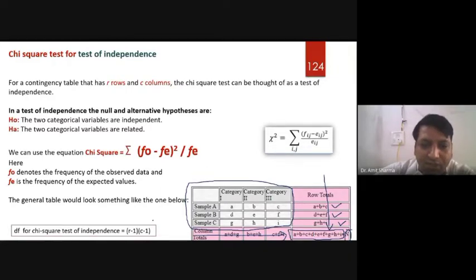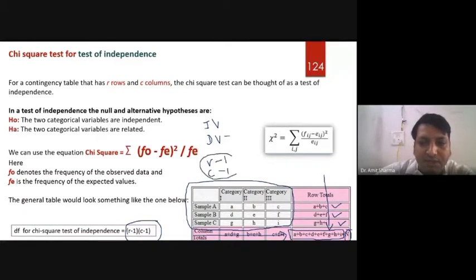Clear? The degree of freedom for this test is R minus 1 times C minus 1, because here you have two different variables: one is your independent variable, the second is your dependent variable. In the goodness of fit test, you had only a dependent variable, so in that case we did N minus 1. But here we do 1 for row minus 1, and 1 for column minus 1.